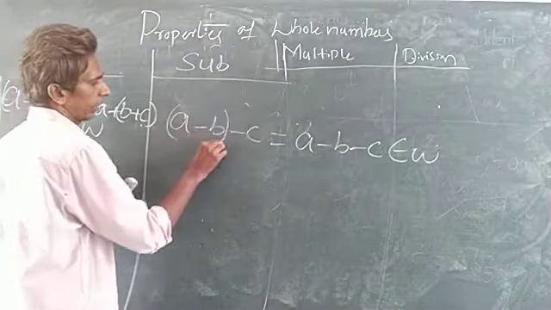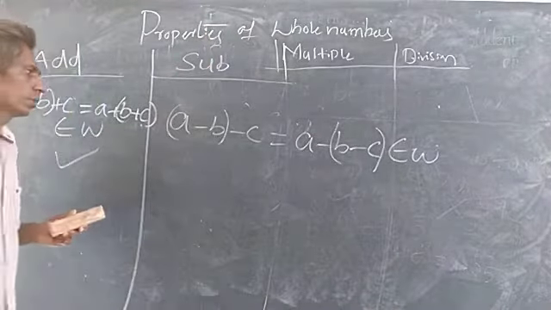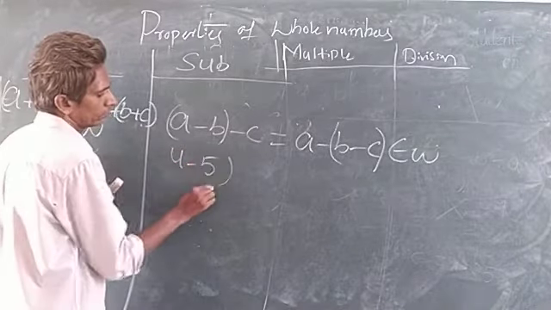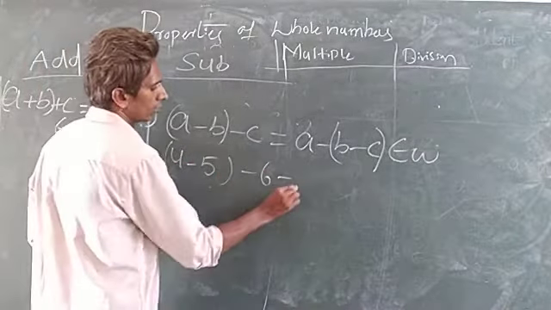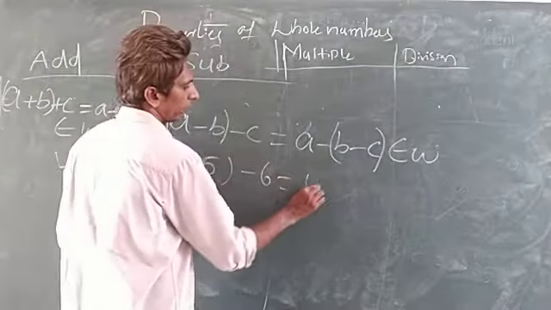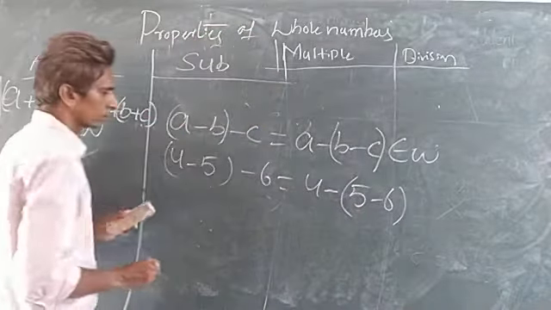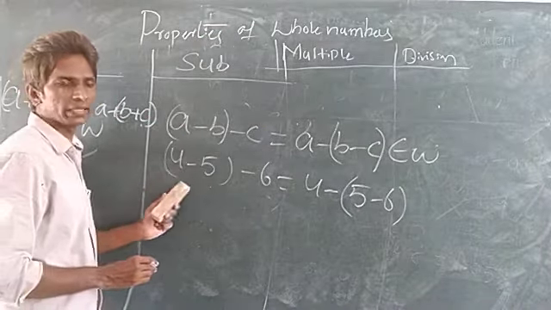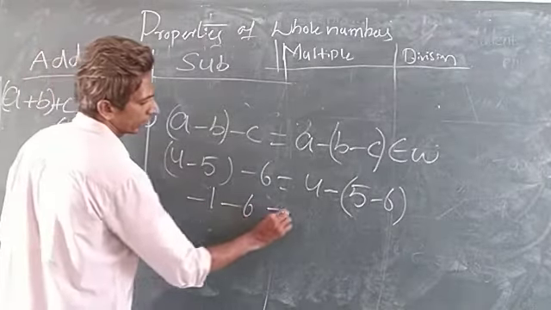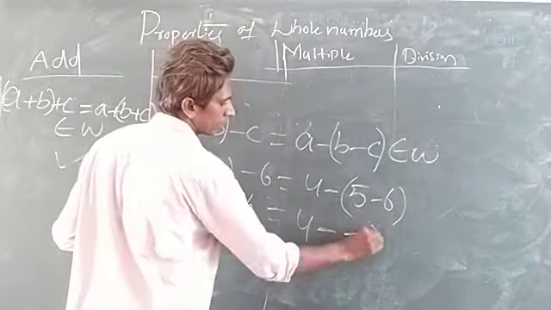The first two numbers in a bracket, the last two terms in a bracket. So let us see. I am taking one example. So 4 minus 5 minus 6. So a is equal to 4, b is equal to 5, c is equal to 6. So this is also the same. First of all, you want to do the brackets. 4 minus 5 means minus 1, and outside minus 6 is there.